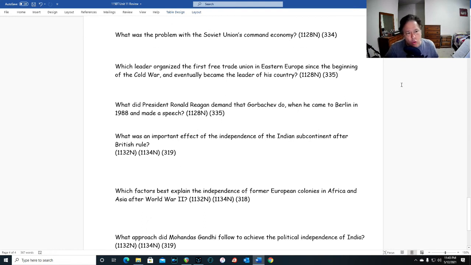So which leader organized the first free trade union in Eastern Europe since the beginning of the Cold War and eventually became the leader of his country? And that would be Lech Walesa, the electrician. He's an electrician at a dockyard in Gdansk, Poland. And he turns into a union leader and then a founding member of the union Solidarity. And he eventually became the president of Poland. But he organized the first free trade union in Eastern Europe.